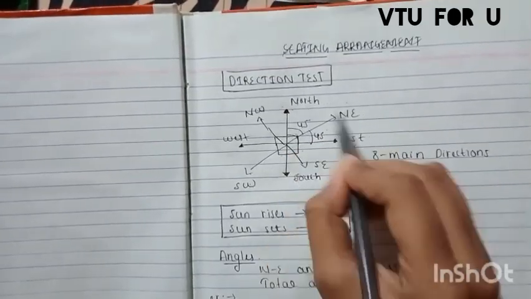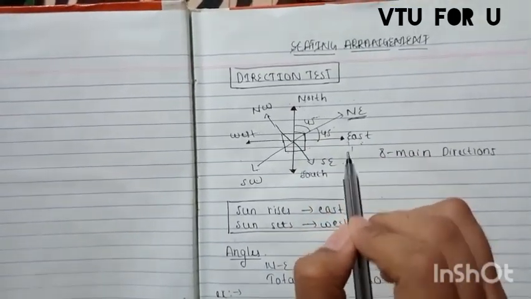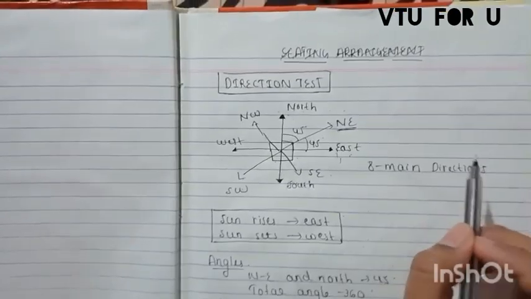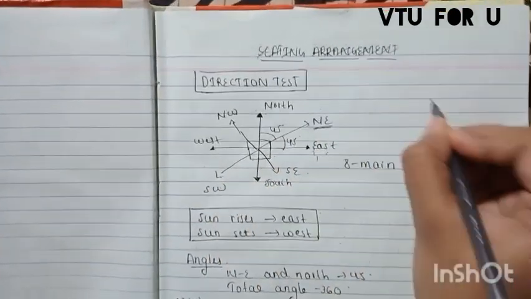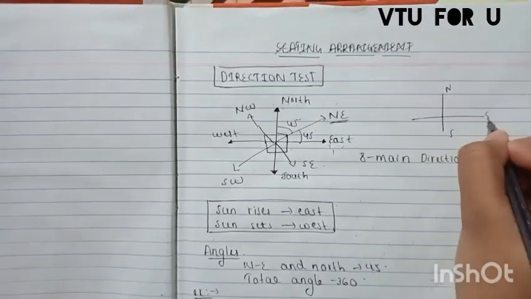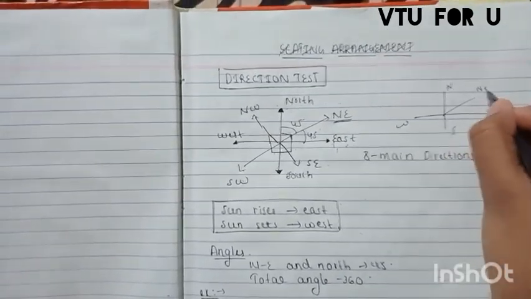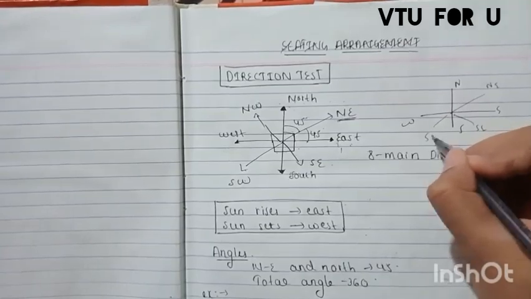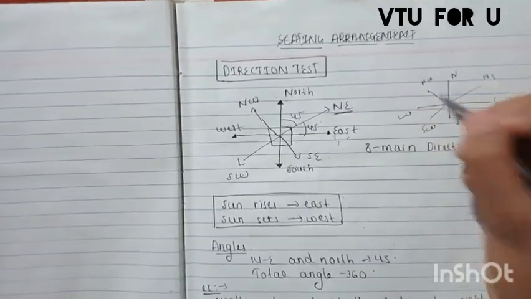North and south play an important role in these wordings. Okay, there are 8 main directions. So these are the 8 directions: north, south, east, west, and this is northeast, this is southeast, this is southwest, and this is northwest, right?